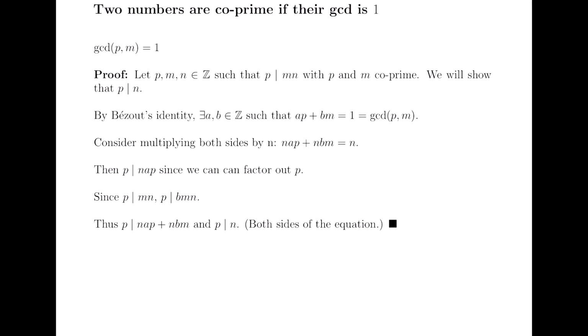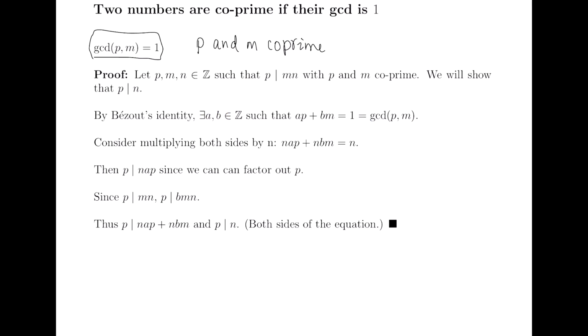Well, let's say we have two numbers, P and M, and they're supposed to be coprime. We want to show that the GCD of P and M will be 1. So thinking about that, let's say we have P, M, and N, and P divides MN, but P and M are coprime. We need to show that P divides N only. Now, using Bézout's identity, we know that there is an A and a B, where A times P plus B times M is equal to 1, which is in fact the GCD of P and M.